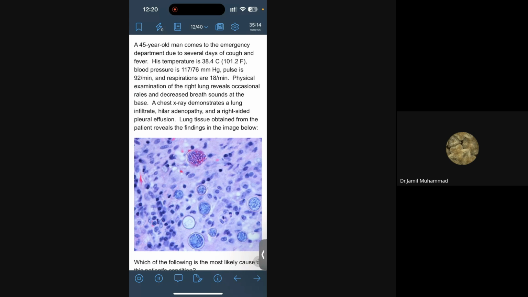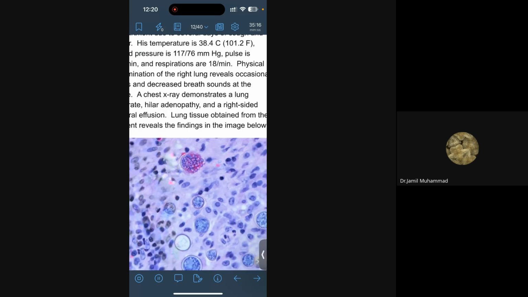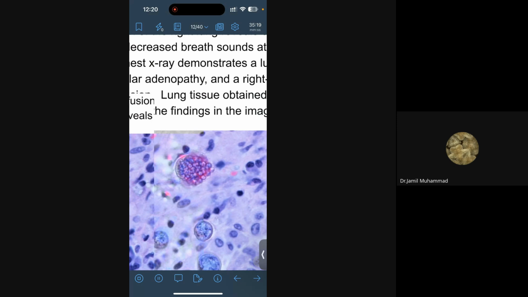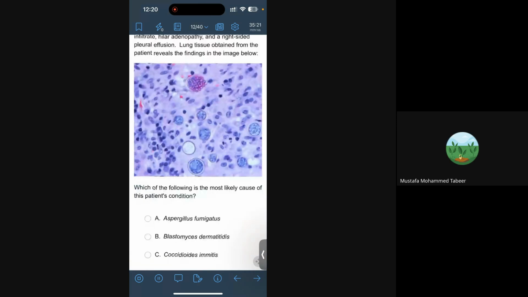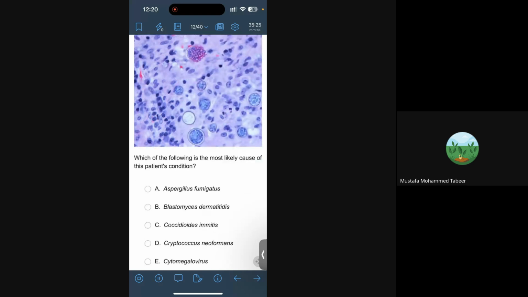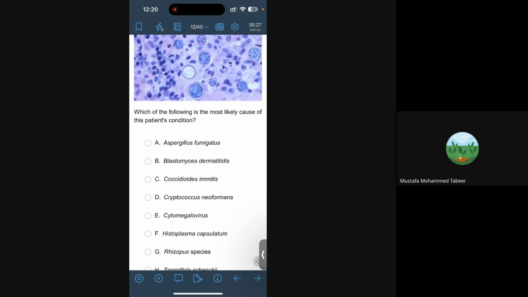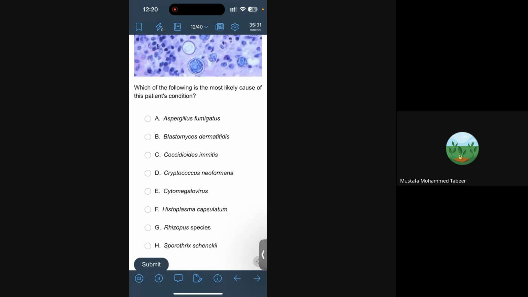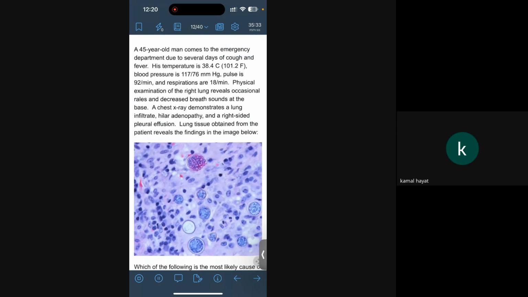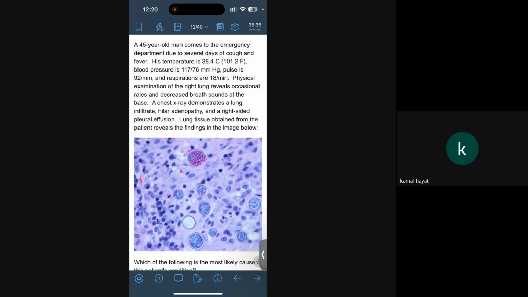Okay. Let's come to this question. Can you see this photo? Yes. Which of the following is the most likely cause of this condition? These are the options. Several days of cough, fever. Physical exam of the right lung shows occasional rales. Lung infiltrate, hilar adenopathy, right-sided pleural effusion. Lung biopsy shows the following findings.